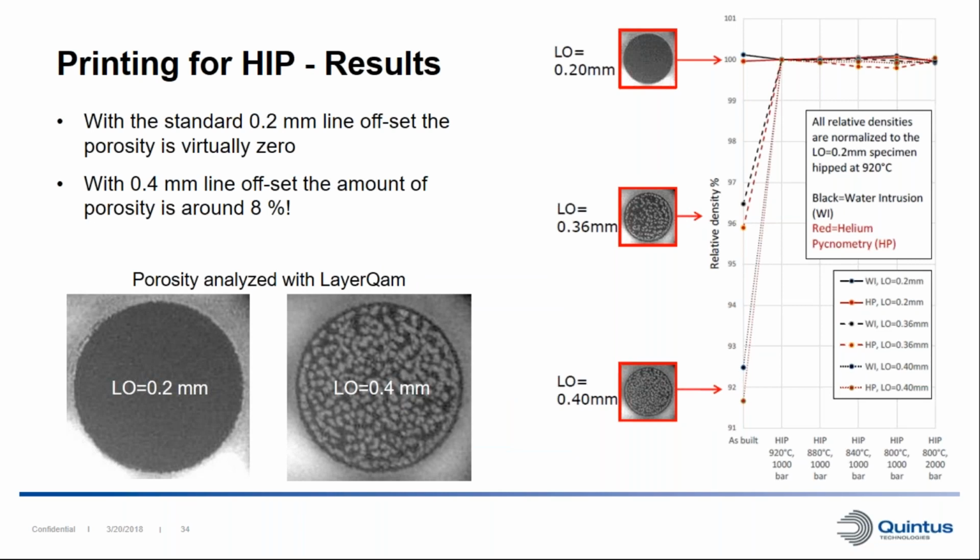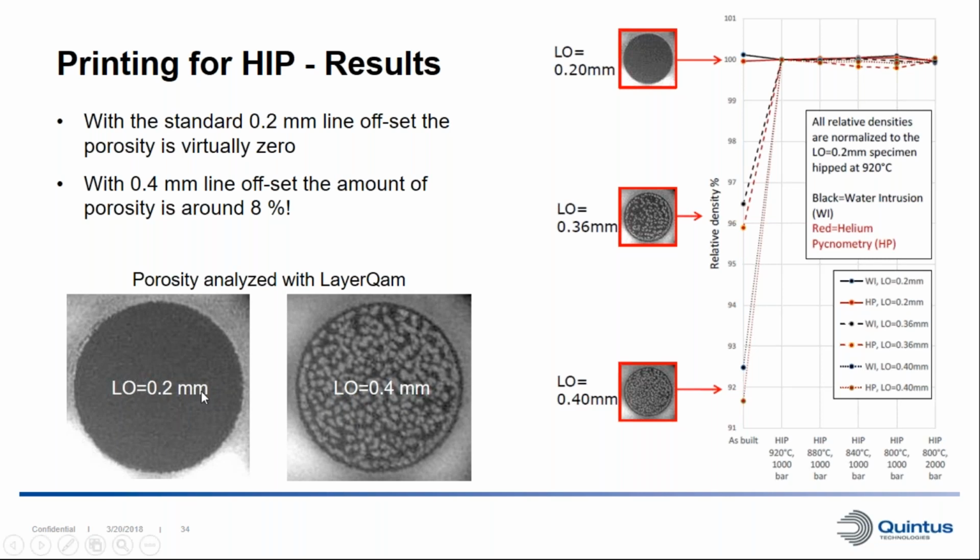And here we can see the densification results with that printing strategy. In the lower left picture here, we can see the samples analyzed with the layer cam. In the left picture, we have material printed with the standard parameters, and we can't really see any porosity at all. With the increased line offset, you can see that we have quite a lot of porosity. The bright fields here are the porosity.